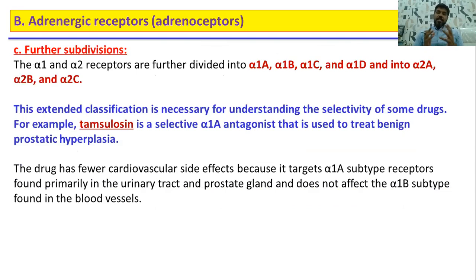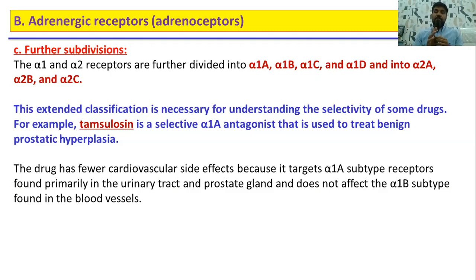Again, as I mentioned previously, there are two main divisions of adrenergic receptor. There's alpha and there's beta receptors. And for alpha, there's alpha 1 and alpha 2. And for beta, there's beta 1 and beta 2. And some researchers now mention that there are again subdivisions of beta 1 and of beta 2. For alpha 1 receptor, again, there's subdivision. So we have alpha 1A, alpha 1B, alpha 1C, and alpha 1D.